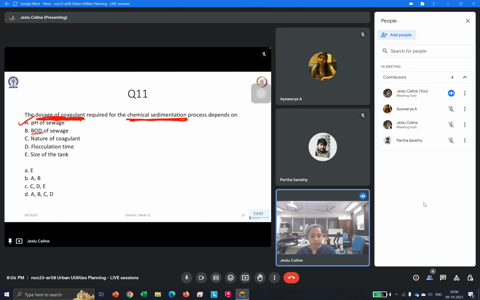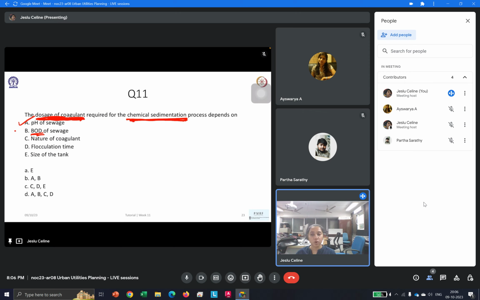You can't stop after chemical sedimentation. You're adding the coagulant in order to increase the mass and remove the solids. So you need to consider the BOD of the sewage also while doing this. So yes, this is important.